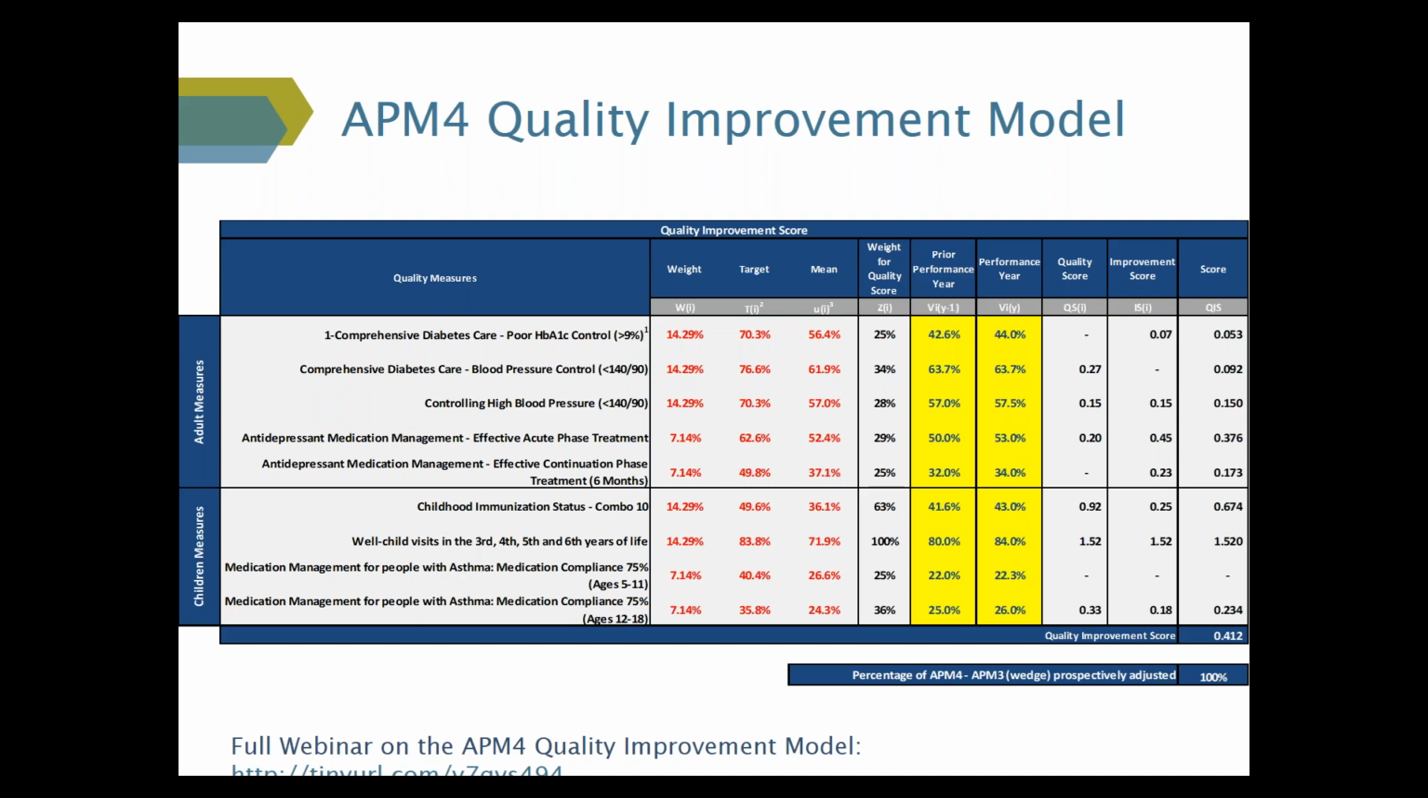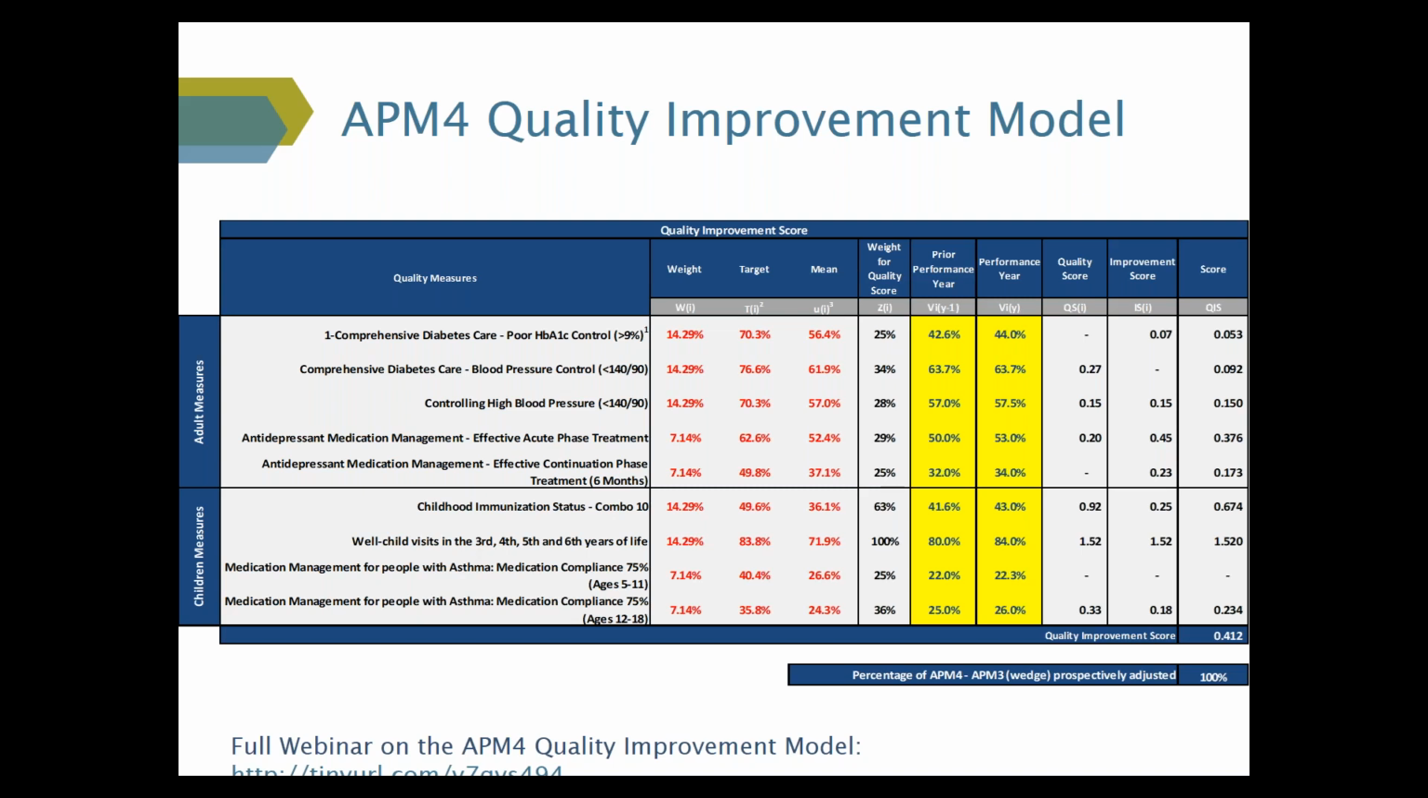The targets and the means are Quality Compass 2015 targets and means for HEDIS specifications, NCQA HEDIS for Medicaid managed care. So you're able to put in those yellow columns your prior performance year, so that would be your 2016 performance, and your current performance year, which would be the 2017 performance. And it'll start to spit out what your quality performance is and what your improvement score is. So your quality is based off of getting closer to the target. Your improvement is based off of your marginal improvement from your prior performance year to your current performance year.